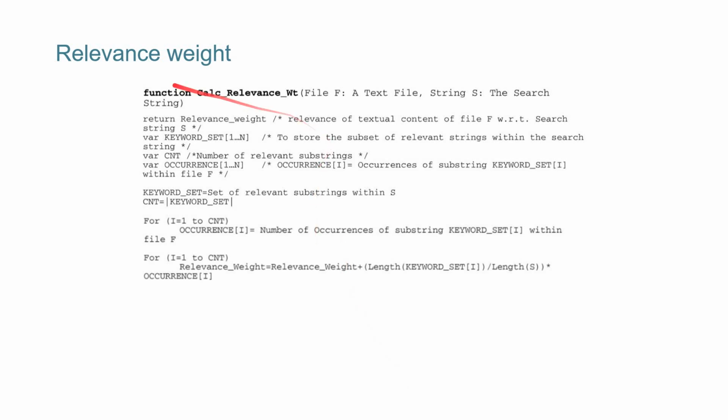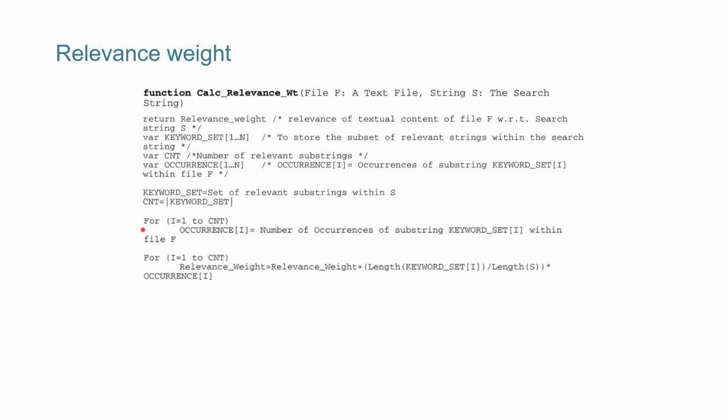Now about the implementation of the relevance weight. This function takes input of the file where the document is stored and the search string s, and it returns the relevance weight. It has a variable keyword set. Keyword set is an array which stores each of the keywords or terms in the search string. Variable cnt, short for count, stores the number of keywords in the keyword set. Then occurrence is again an array which stores the frequency of each keyword in the keyword set.